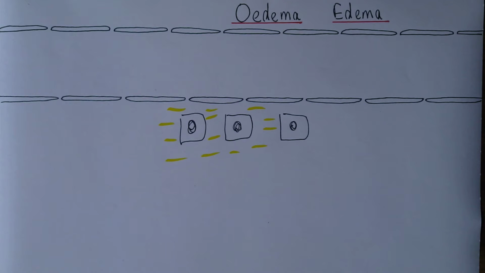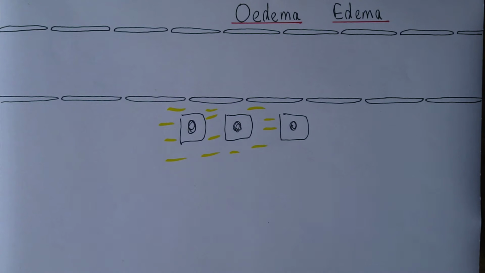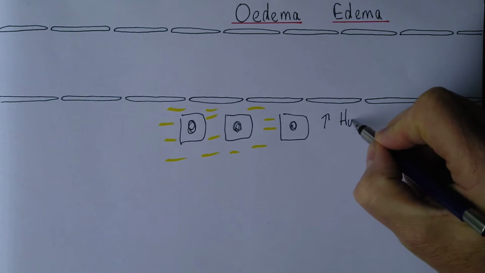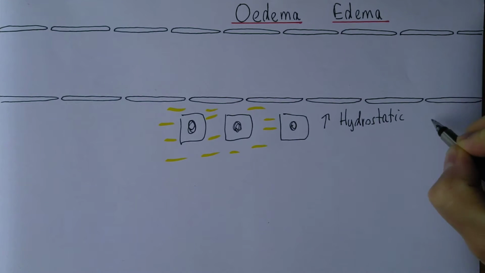Now, there's two ways for you to spell edema there. Pick which one you would like. But I want to think about the causes of edema. And the first cause is increased hydrostatic pressure.